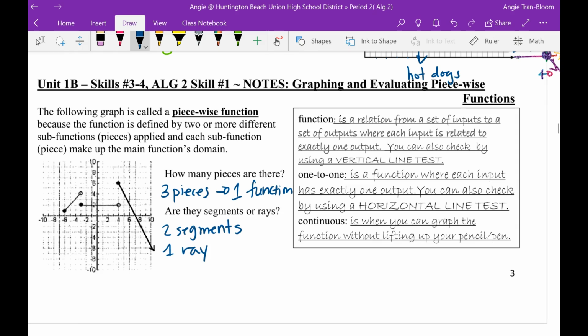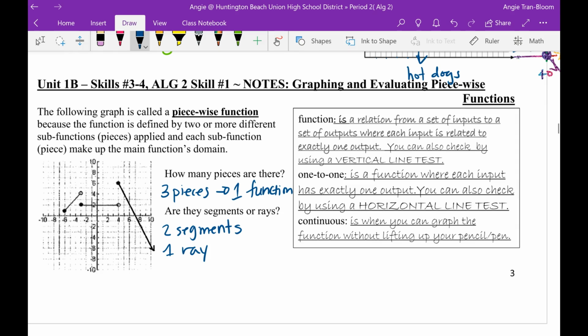So, definition of a function. Can you please help me read the definition? Carly, can you help me read the definition of function? A function is a relation from a set of inputs to a set of outputs where each input is related to exactly one output. You can also check by using a vertical line test. Perfect. Okay, so here's a vertical line test. That means you're drawing a straight up and down line.